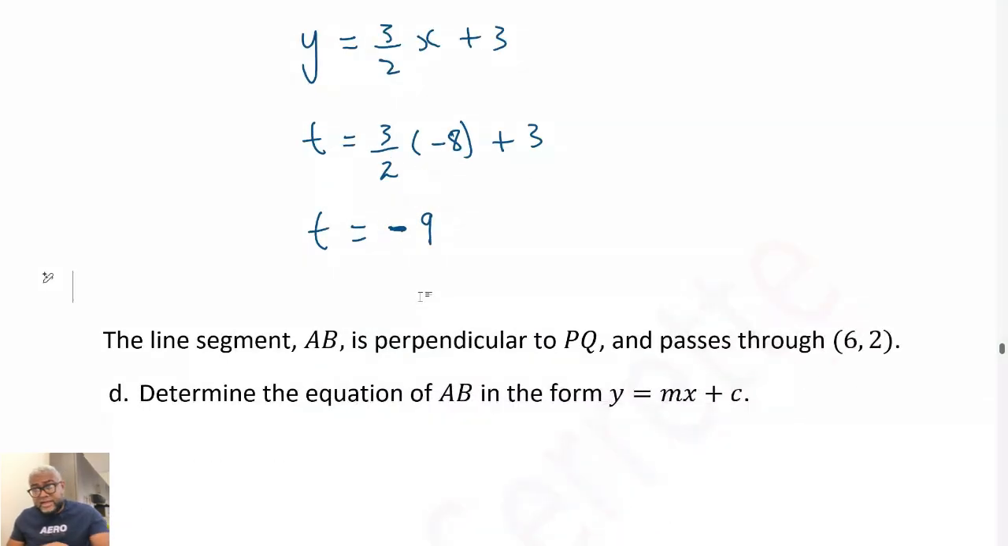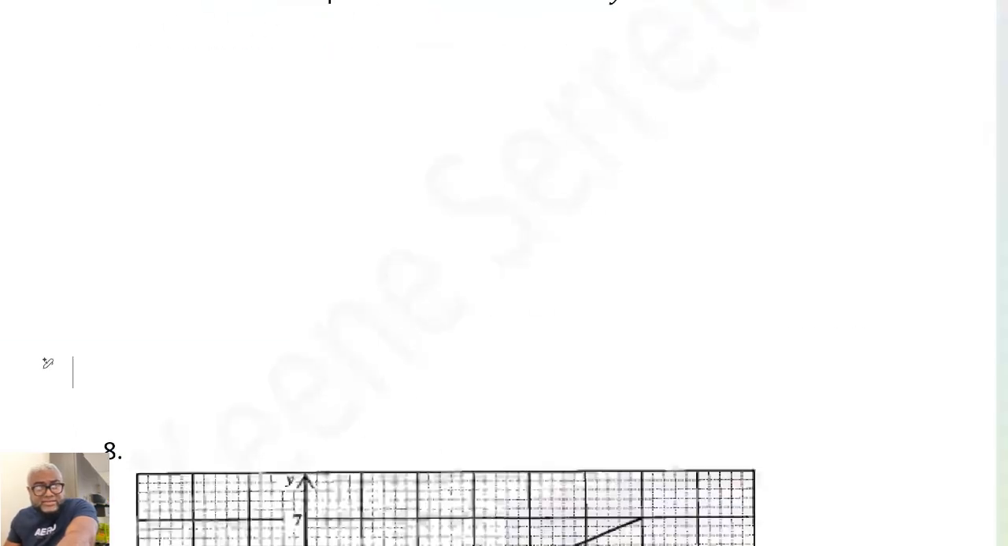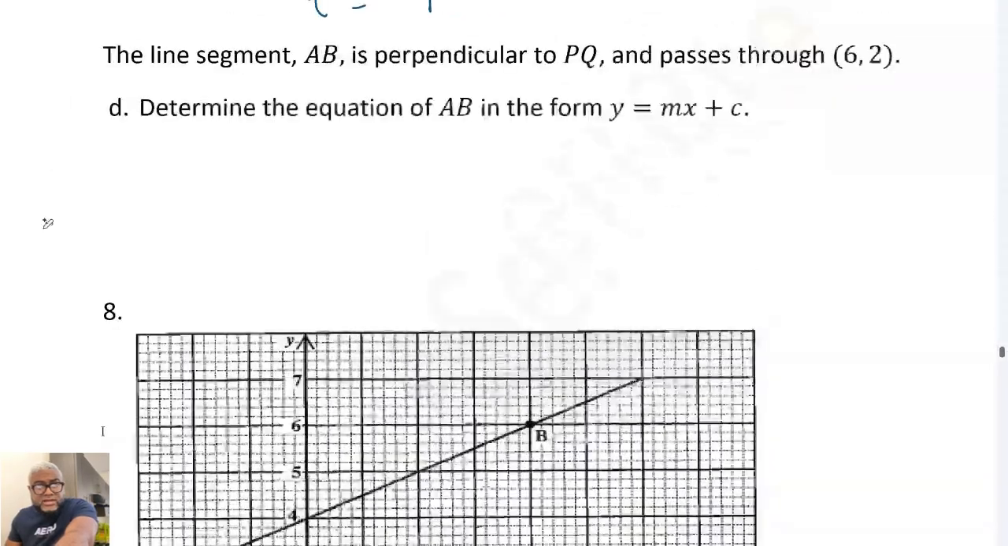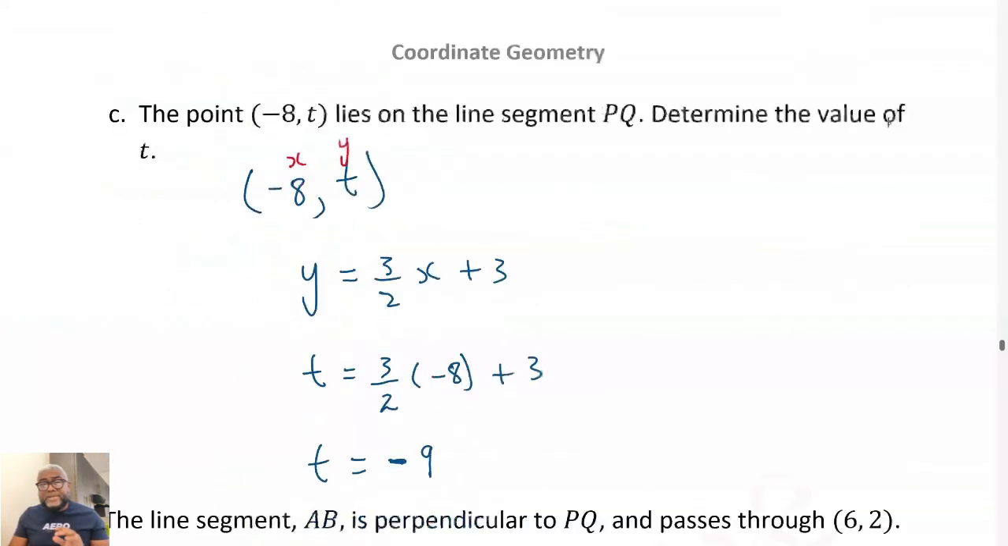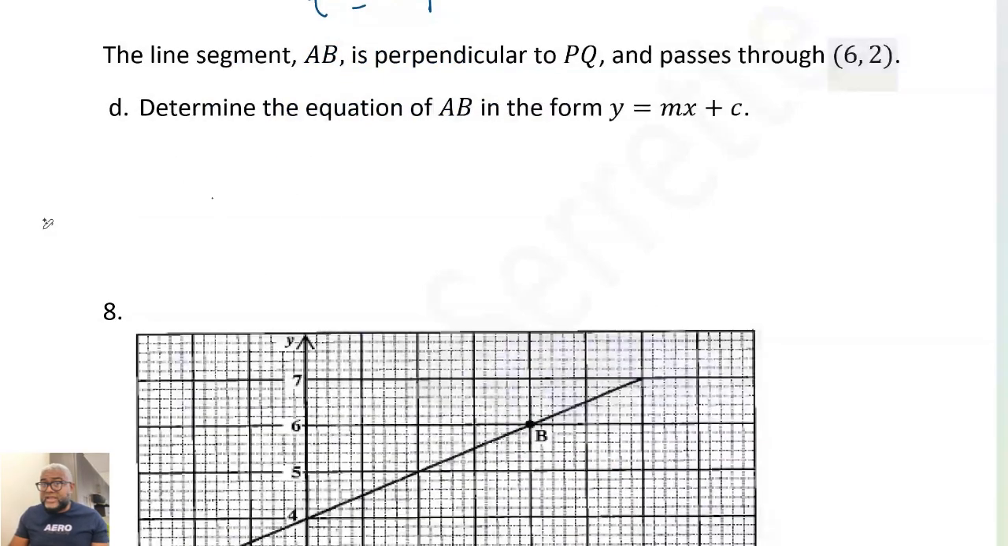Proper thing, right? They came here now and said that the line segment AB is perpendicular to PQ and passes through 6, 2. So they gave us a point on the line, which is 6, 2. So we have our x1, we have our y1, which can be used to find the equation. Now they just tell you they want it in this form. So once we use our formula, at the end, it would look like y is equal to mx plus c.